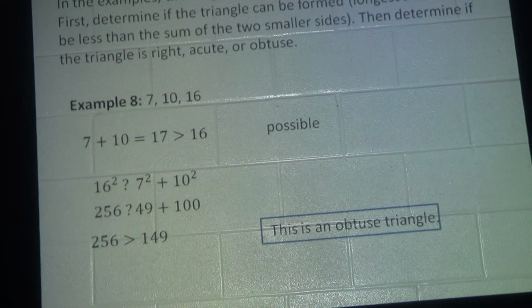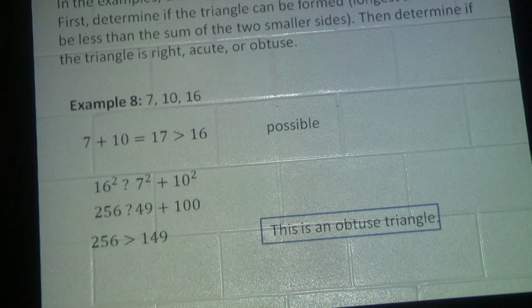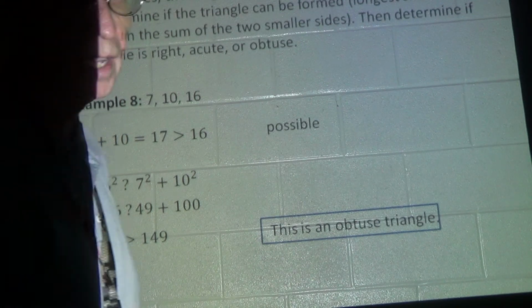Okay, let's see if there's one more. Nope, there's not. So we'll go back to here. That concludes the lesson on the Pythagorean triples and the use of the Pythagorean theorem and the converse of the Pythagorean theorem to determine if you have a triangle or what kind of triangle you have.